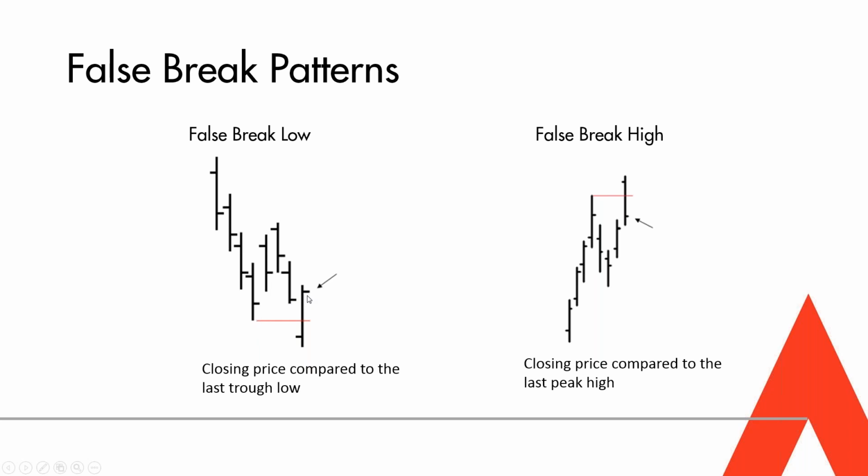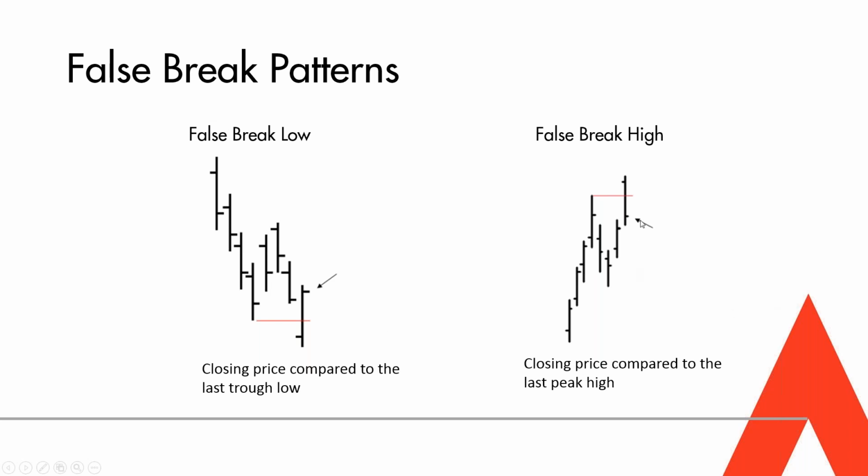All right, so there's two elements to this pattern. It must firstly break down through the trough low, and then must close above the trough low. And that suggests a false break in the downward direction and an upward reversal likely to get started. Again, if you were to draw a down trend line on this peak here, this pattern usually happens well before the break of a downward trend line. So it's pretty bullish.